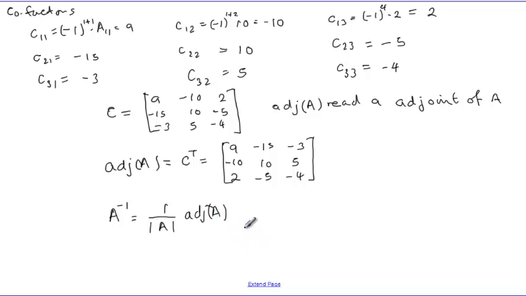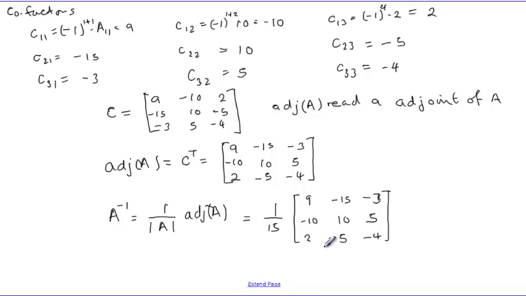Then now what do we do? Let's write this now: 1 over 15 multiplying by this matrix, 9, minus 15, minus 1, minus what? Minus the 10, 10, 5, 2, minus 5, minus 4, and we close our bracket there. That is our inverse. Where is it? Minus 3 where? Here. Good, that's minus 3. Okay. Now, this is our inverse.